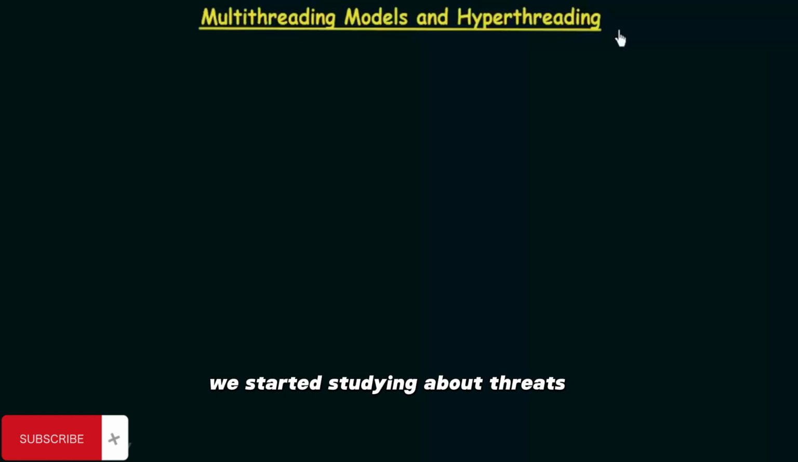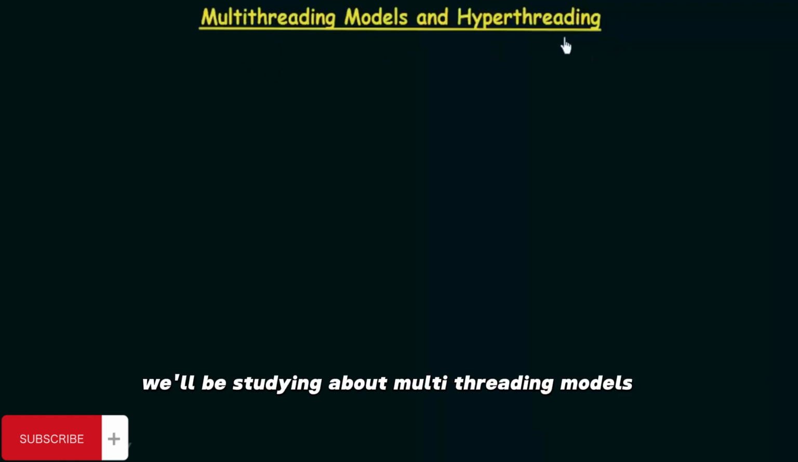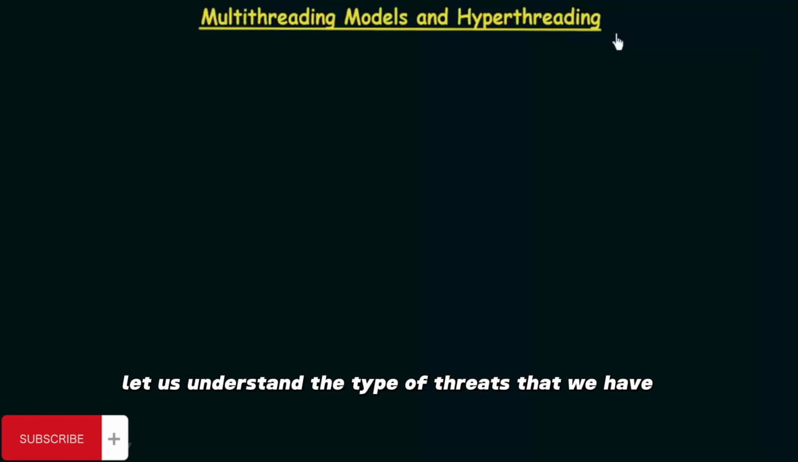In the previous lecture, we started studying about threads, and we saw the difference between single-threaded processes and multi-threaded processes, and we also saw the benefits of multi-threading. So in this lecture, we'll be studying about multi-threading models and hyperthreading. Before we go into multi-threading models, let us understand the types of threads that we have.